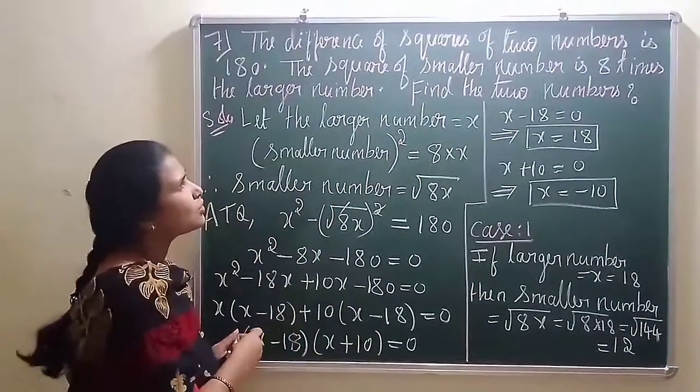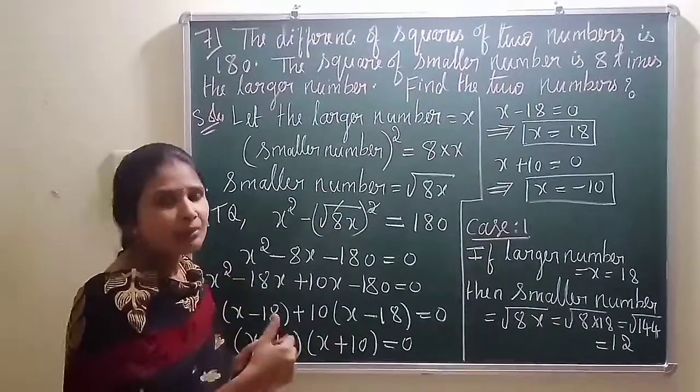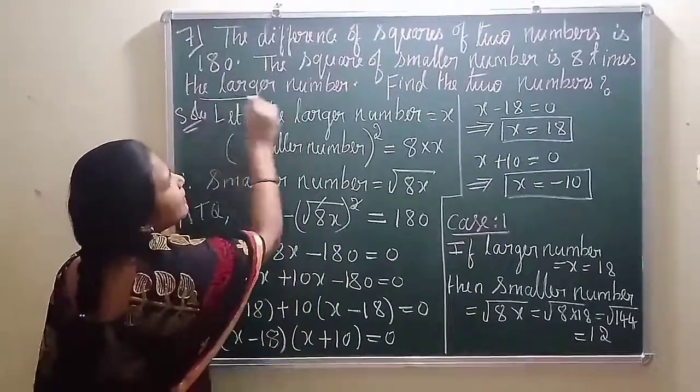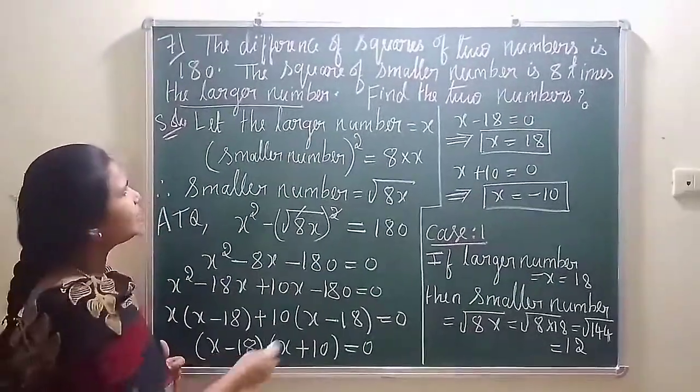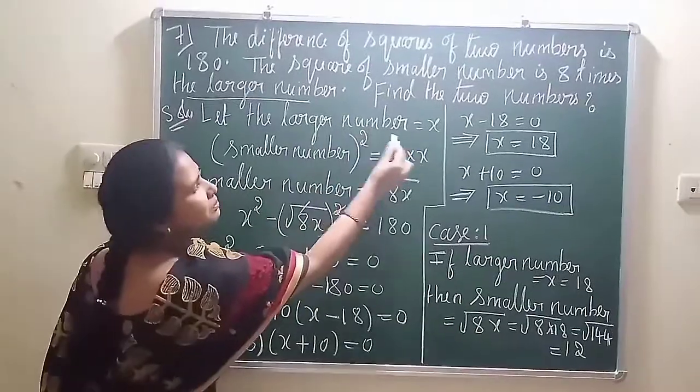So similarly, here also you have to assume the independent variable always. What is independent variable here? The larger number is the independent variable. Let the larger number be x.